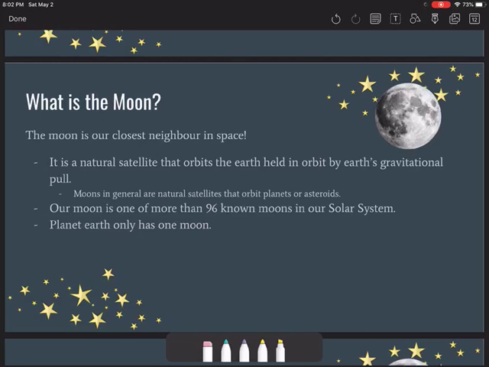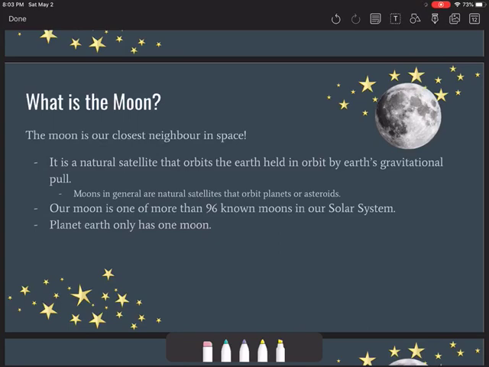Well, the moon is our closest neighbor in space. The moon is a natural satellite that orbits the Earth, and it's held in by our own gravitational pull. In general, a moon is just any natural satellite that orbits a planet or an asteroid, but our moon orbits Earth. Okay? Our moon is one of more than 96 known moons in our solar system.